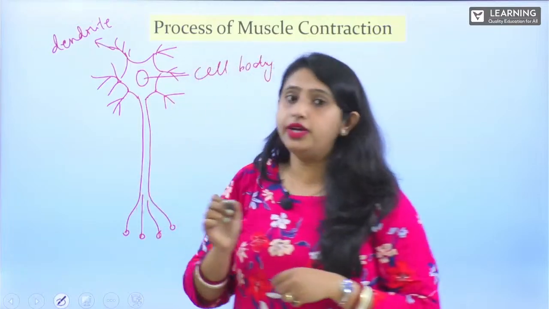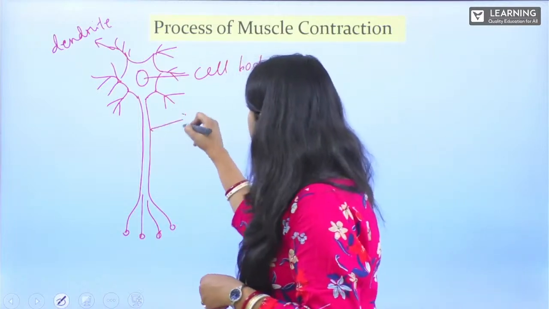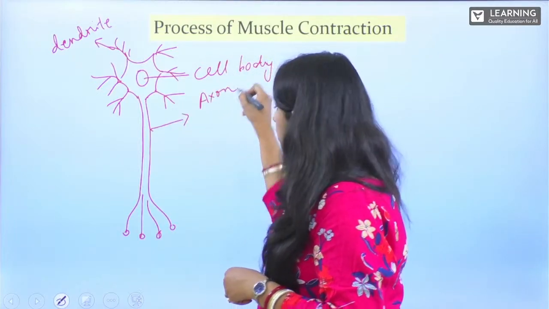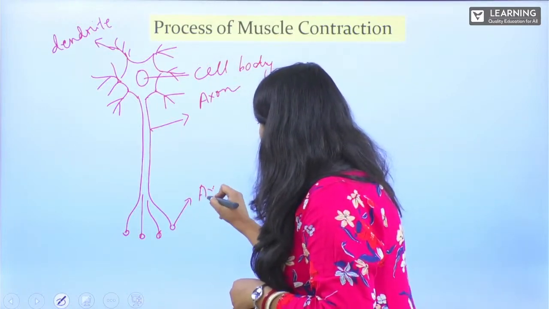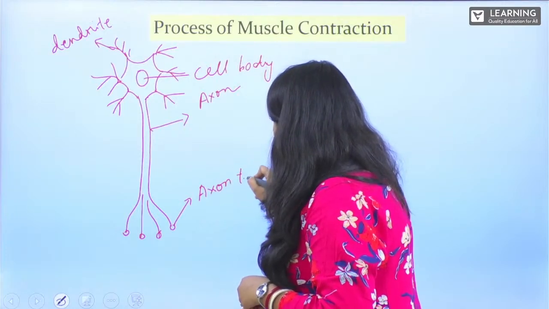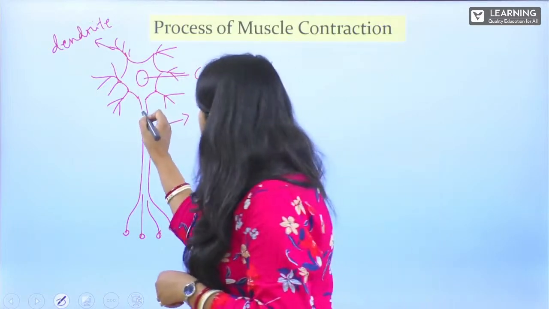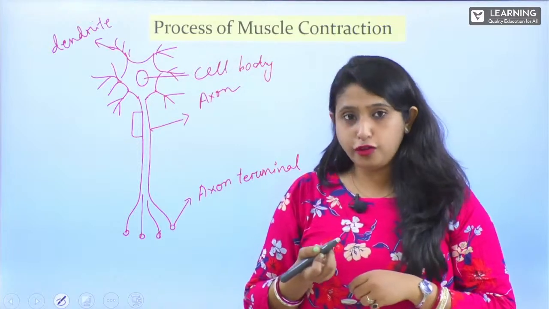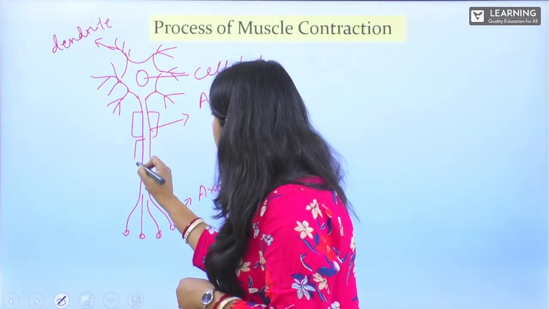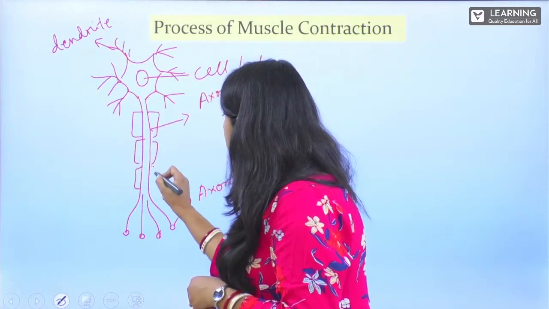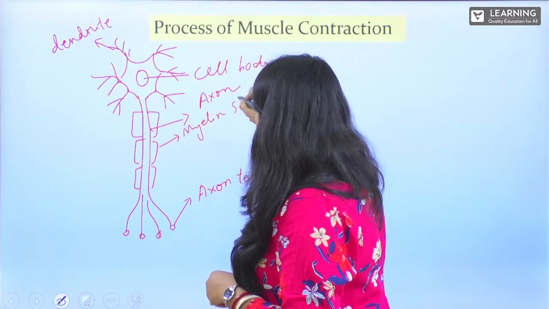This is the cell body, right? Then this part is the axon, right? And this is the axon terminal. Here the axon is covered with a covering that is known as the myelin sheath, right? So this covering is known as the myelin sheath.